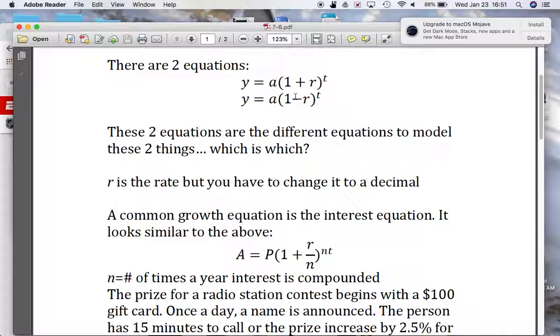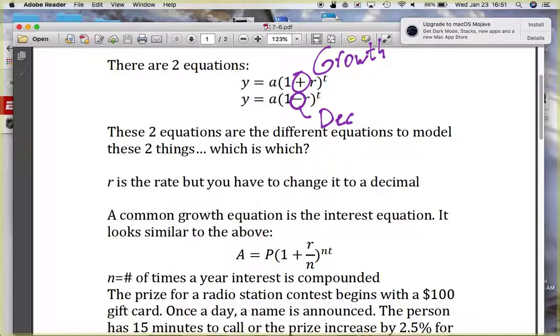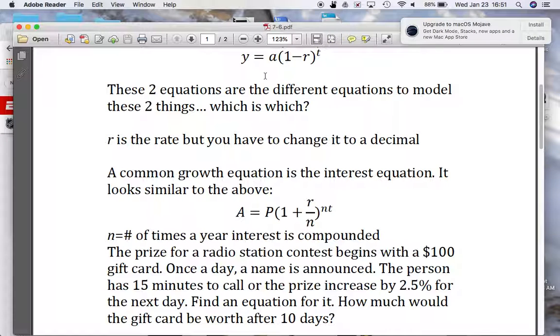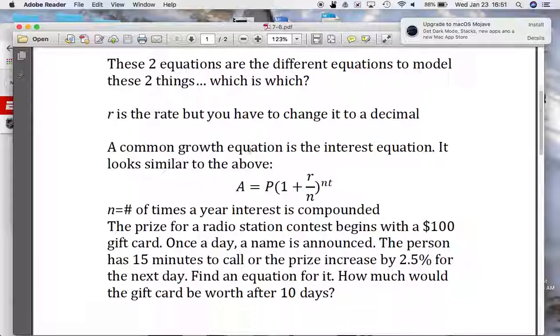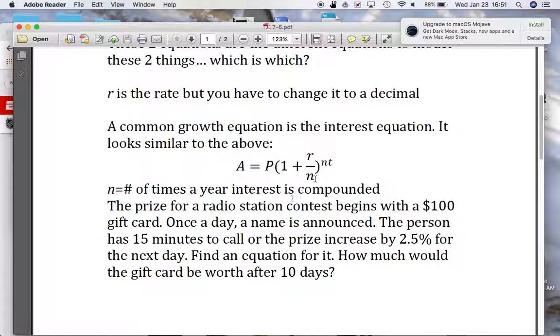I assume that if you thought about it long enough, you could realize a plus sign represents growth and the minus represents decay. Okay? R is the rate that it's changing. So if it's a percentage, you want to change it: 3% is the same as 0.03, 5% is 0.05, et cetera. A common growth rate equation is actually this.